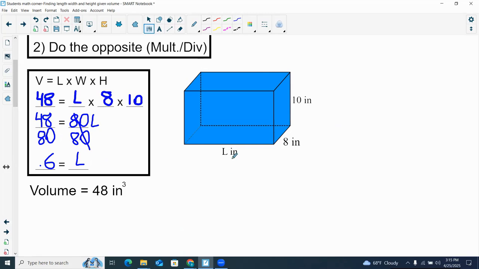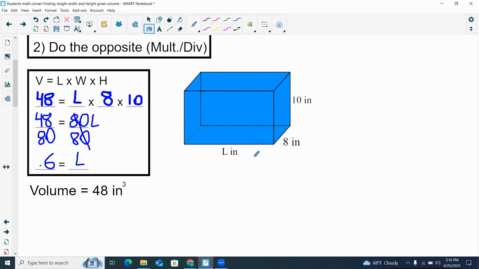And then when I multiply them all together, I should get 48 inches cubed. So I'm going to do that now. I'm going to take 0.6 times 8 times 10. And sure enough, I get 48. So it works out. And that's how you would find the missing length, width, or height.